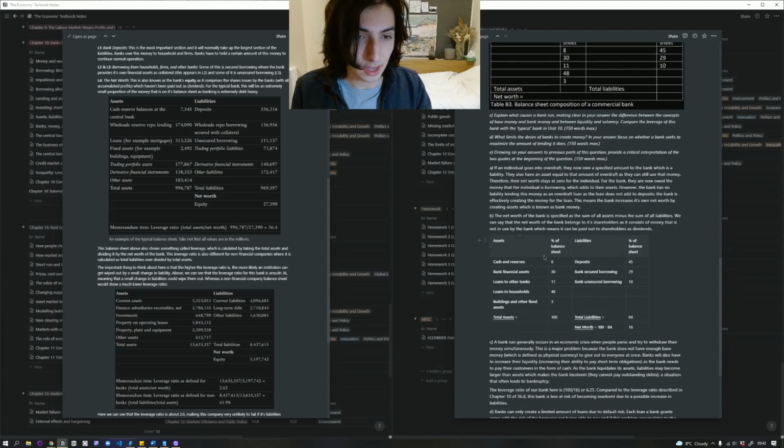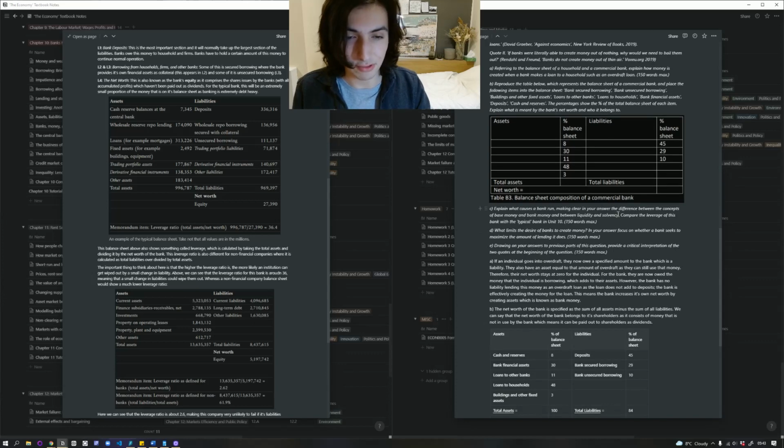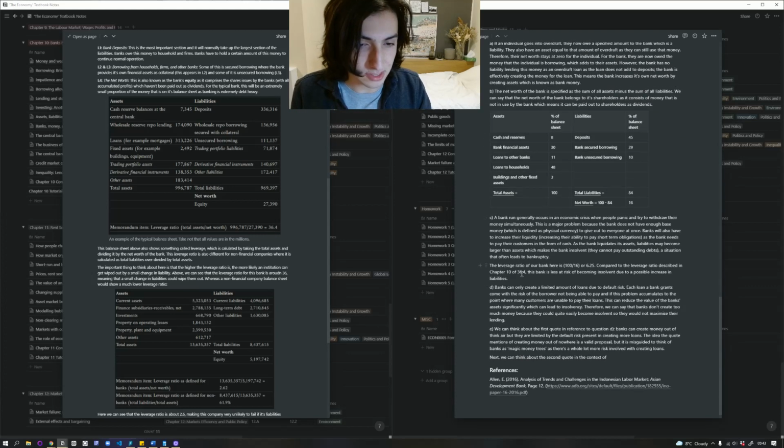The third question is also asking what the leverage ratio is here. We can see that the leverage ratio in our sample was 36.4, quite high. But now our leverage ratio is about 6.25. Yes, so we got 6.25 as a leverage ratio.